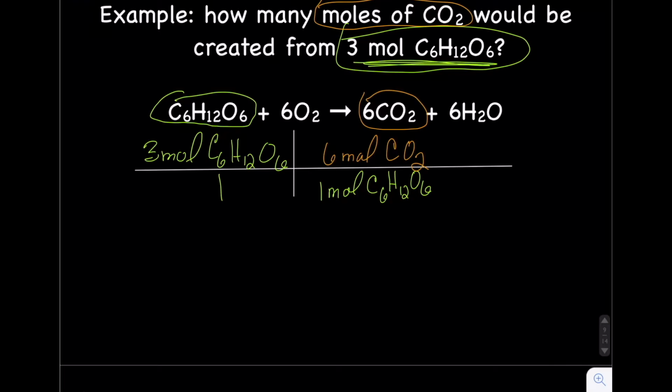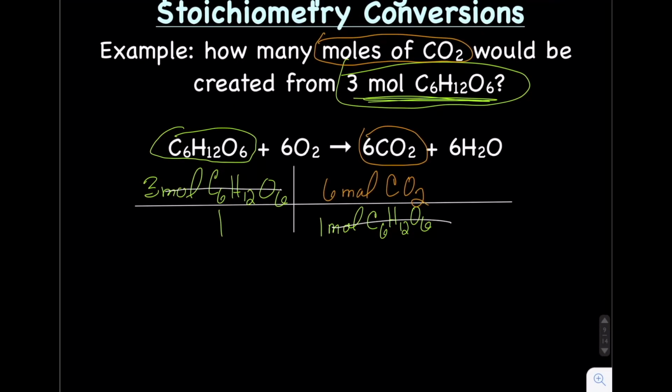And then our stupid mistake blocker: does this cross out? Does mole C6H12O6 cross out mole C6H12O6? Well, it does. The last thing we should do is look and see where we're at right now. We're at mole CO2, which is what we were looking for. So from here, all we have to do is multiply across the top, multiply across the bottom, and divide. When I multiply across the top and bottom, I end up with 18 mole CO2 over 1. And when I divide, I end up with 18 mole CO2.